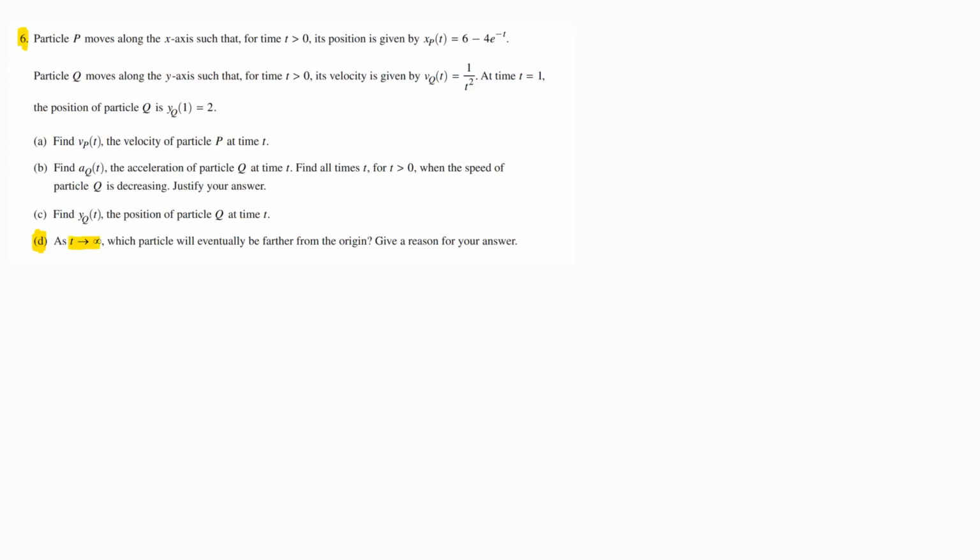Part D here wants us to say what happens as t approaches infinity. Which of the particles that we're talking about, whether it's particle P or particle Q, will eventually be farther from the origin. So to do that, what we're going to need to do is take a limit as t approaches infinity for our two position equations.